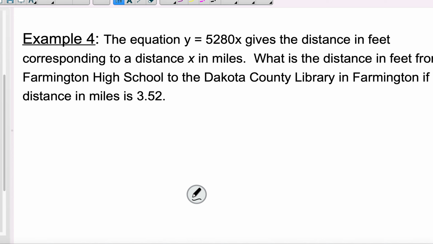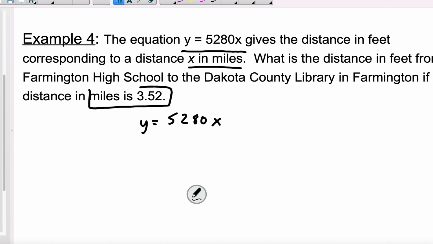All right, so our next one here has to do with an application problem of linear functions. We've got the equation of y equals 5,280x gives the distance in feet corresponding to a distance x in miles. What is the distance in feet from Farmington High School to Dakota County Library in Farmington if the distance in miles is 3.52? So the equation here is y equals 5,280x. X is in miles.